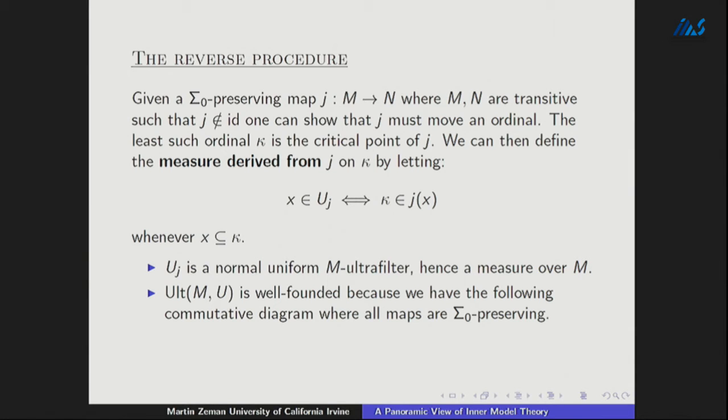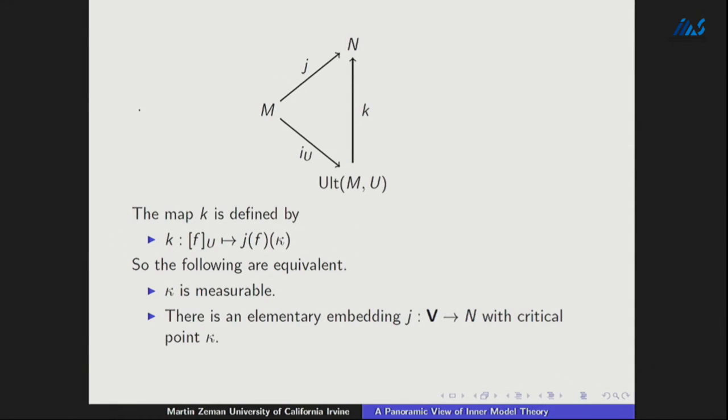And if we start from an arbitrary map between two models, so now think that we have two transitive models and a Sigma 0 preserving map, we look at the critical point, derive the measure, form the ultrapower, and then we can embed this ultrapower into the original model, just by mapping the element represented by F to F applied to kappa. It's not hard to see that this map is Sigma 0 preserving. An important point, because this is how we always prove well-foundedness of the ultrapower: by embedding it into a well-founded structure, or in this case into a transitive structure. I can also take M and N to be V, and then we have the conclusion for measurable cardinals.